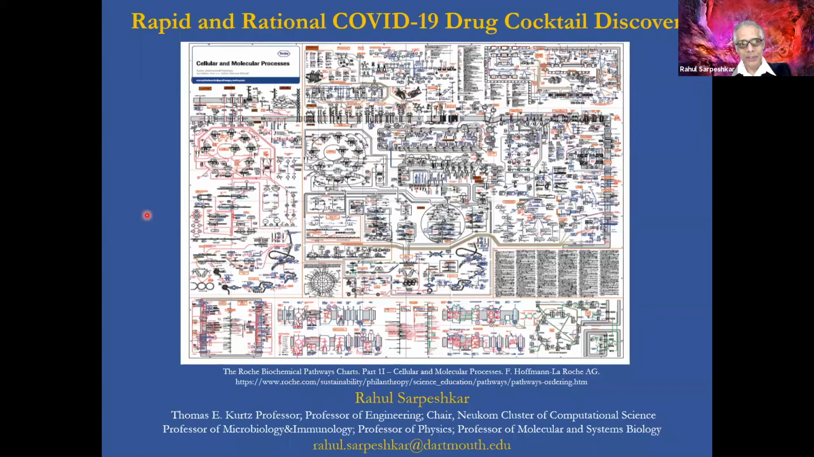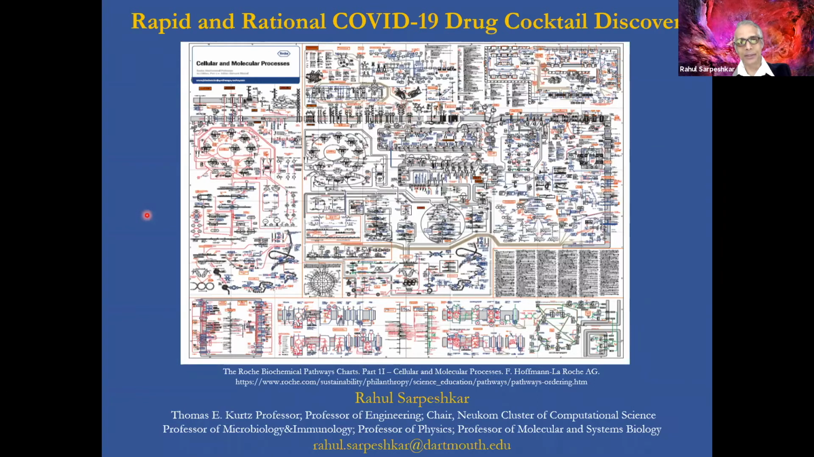If you look at this diagram here, you will notice that it looks like an electronic circuit board, and it looks extremely complicated. And in fact, it is just a few of the cellular and molecular processes that go on in a normal cell every day. And I put this up so that you can understand why COVID-19 is very difficult to find drugs for.